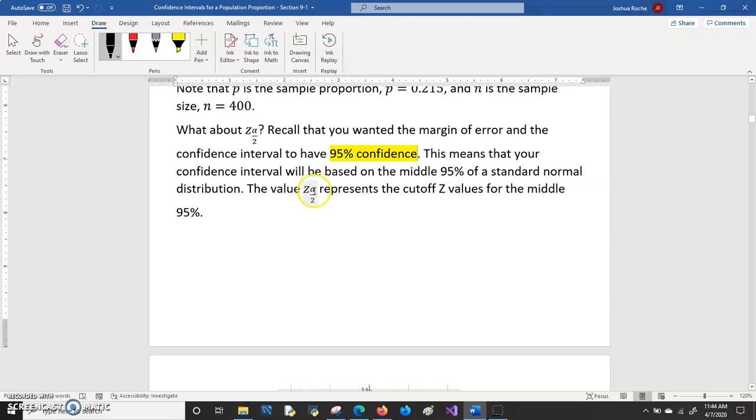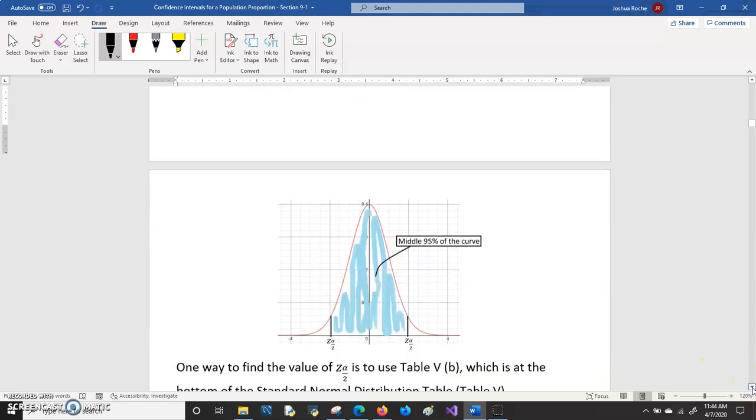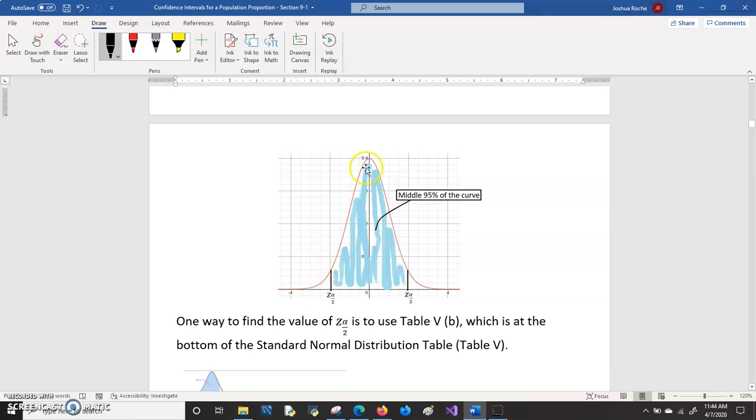The z sub alpha over 2, these values represent the cutoff z values for the middle 95%. So here's a standard normal distribution. Let's suppose that this shaded part is the middle 95% of the curve, and the cutoffs for those would be z values, the actual values that are on the x-axis.